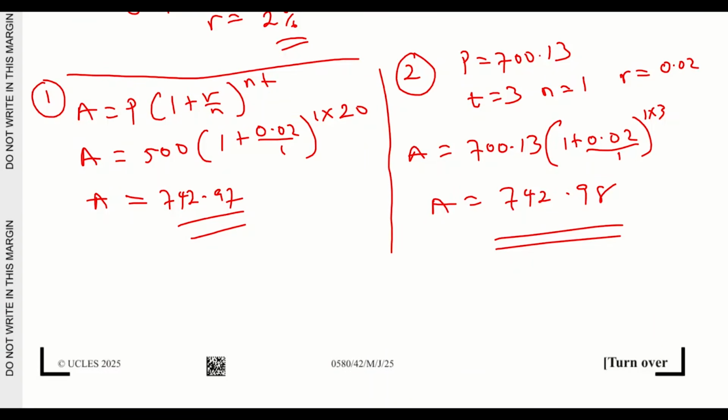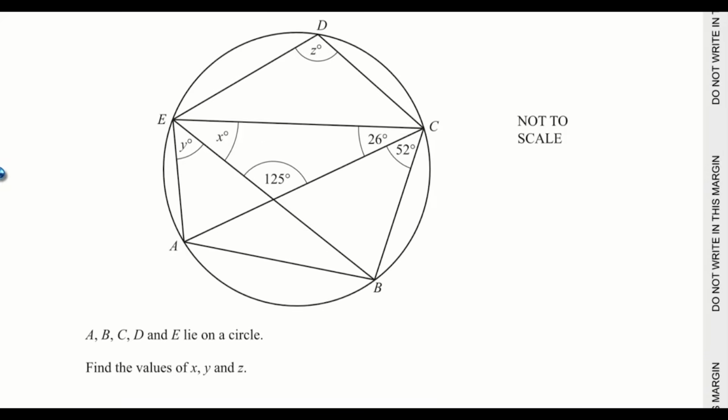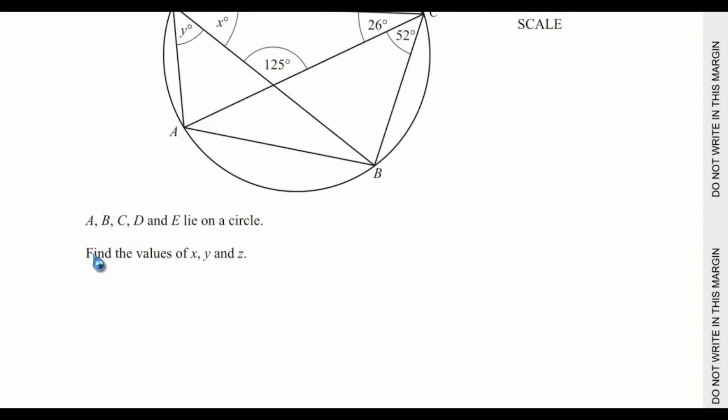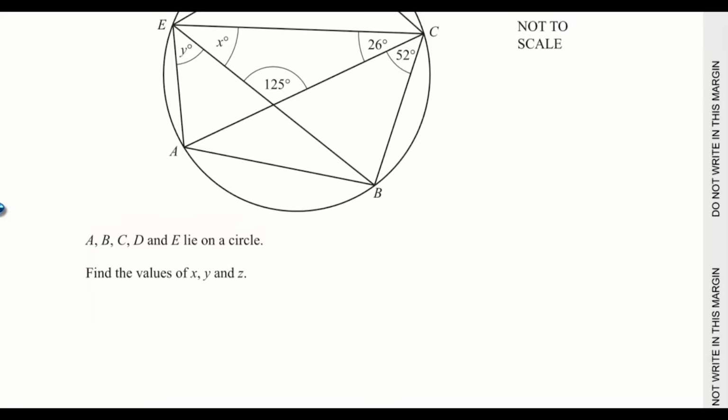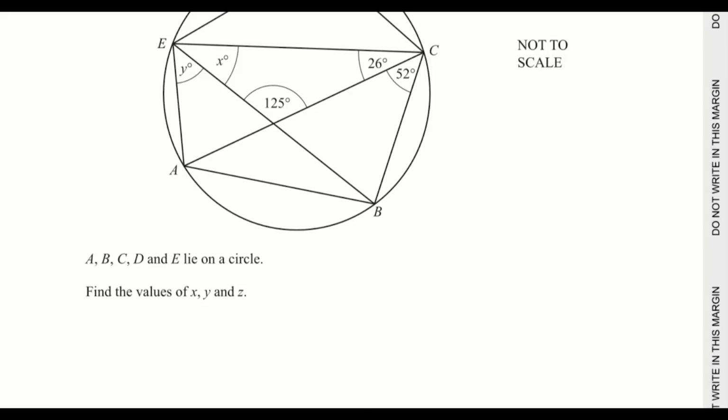Okay, so let's go to the next question. That will be question 18. You have A, B, C, D, and E lying on a circle. Find the values of X, Y, and Z. This is pretty easy. All you have to do is to apply the circle theorems that you know.